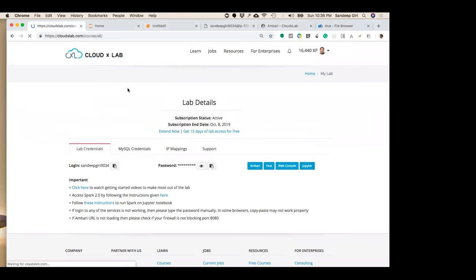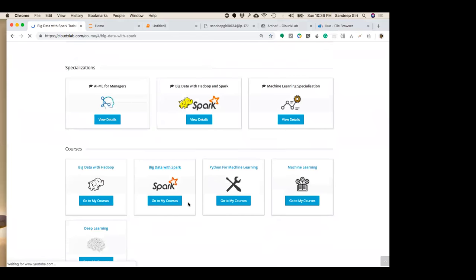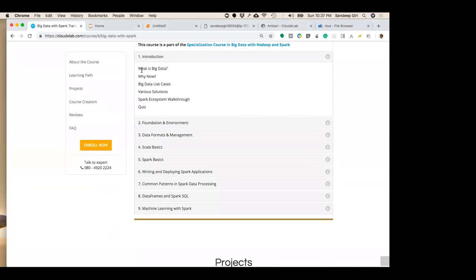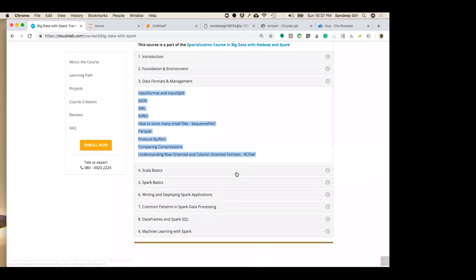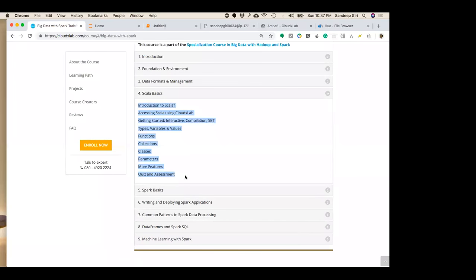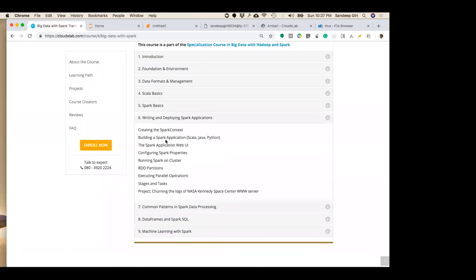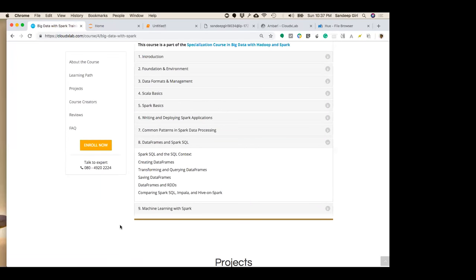I'll just share with you. So here, if you go into this course, the learning path, in case of Spark, this is what is going on right now. We basically go through the environment again, and we will understand the handling of various file inputs. We'll understand the Scala basics, and the Spark basics here. And we'll learn the deploying of applications, and a lot of things in detail, including Spark Streaming, MLlib, Spark GraphX, and so on top of MLlib.